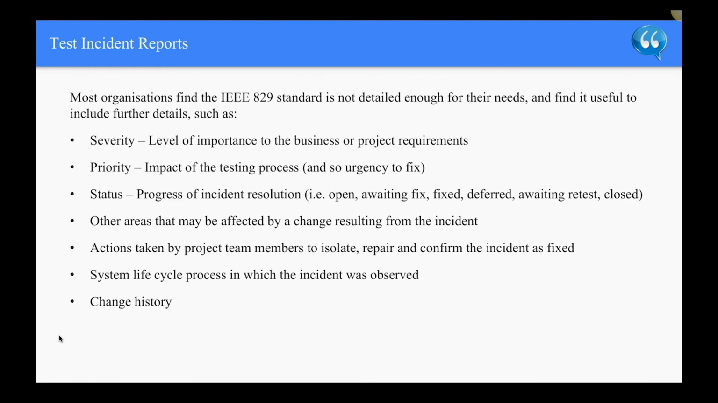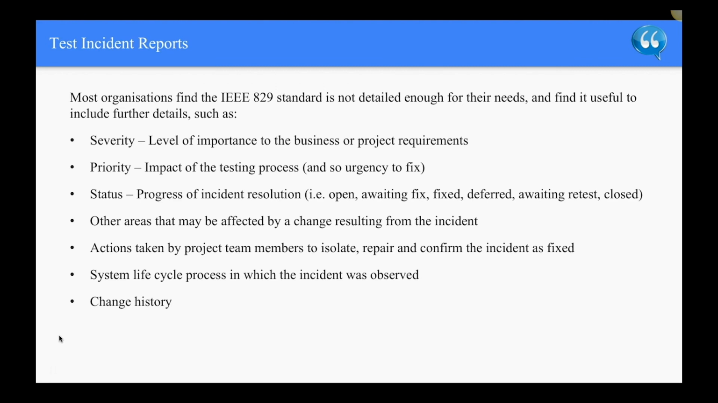So most organizations find the IEEE 829 standard is not detailed enough for their needs and find it useful to include further details such as severity, so the level of importance to the business or project requirements, the priority, so the impact on the testing process and the urgency to fix, and status, the progress of incident resolution, for example, open, awaiting fix, fixed, deferred, awaiting retest, or closed.